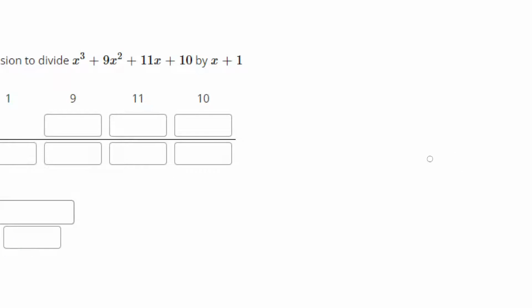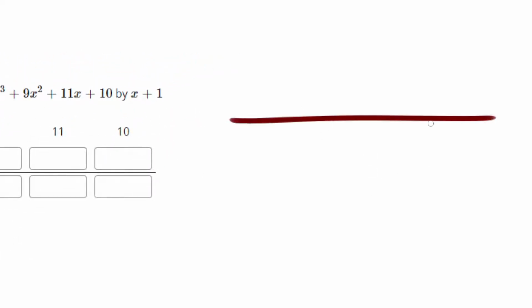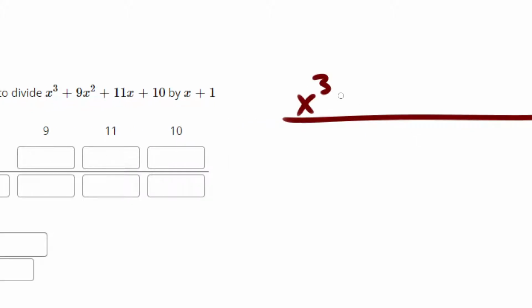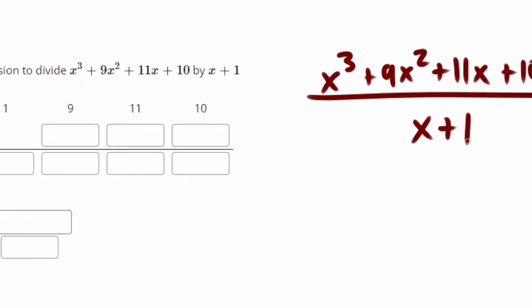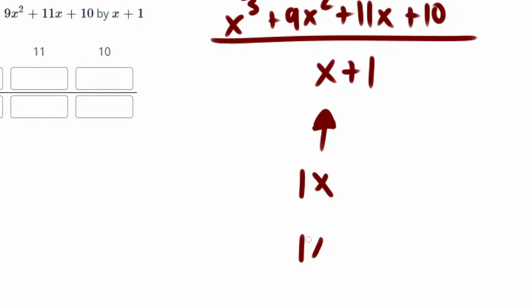So when we want synthetic division, we have our top, which is going to be, in this case, x cubed plus 9x squared plus 11x plus 10, and that's going to be divided by x plus 1. With synthetic division, number one, this x has to be 1x. It cannot be 1x squared. It cannot be 3x. It cannot be anything other than just 1x, or just x, which is the same, with the exponent as 1.